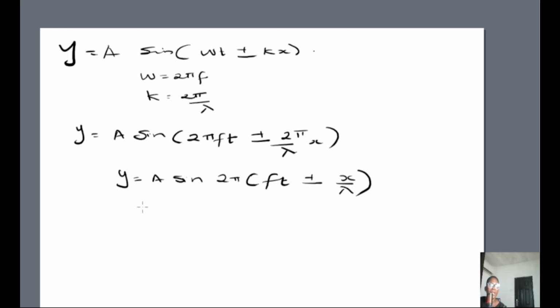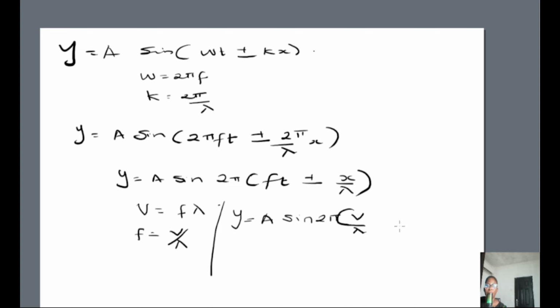So recall also that from v is equal to f lambda, f can also be equal to what? v over lambda. So if we represent that in the equation also, we can have that our y will be equal to what? A sin 2 pi. Then instead of writing f, we're going to write what? v over lambda. Then we have the t. Then plus or minus x over what? Over lambda. So we've derived so many equations for the plane progressive wave.